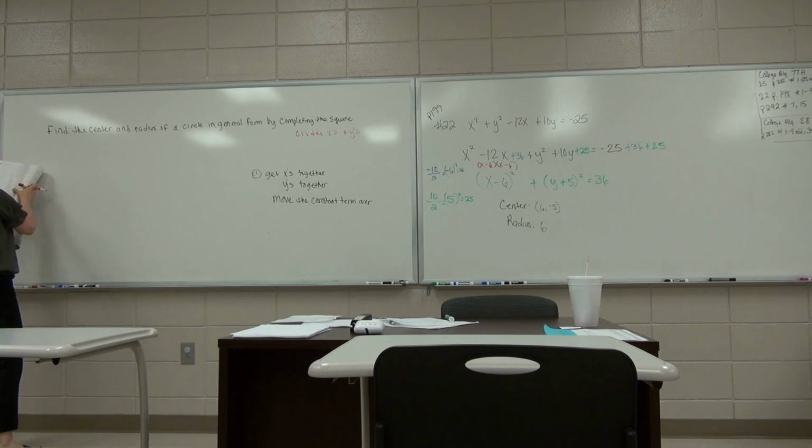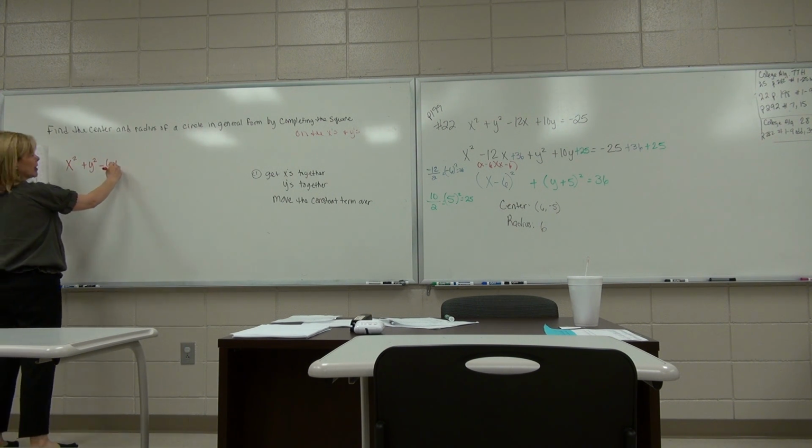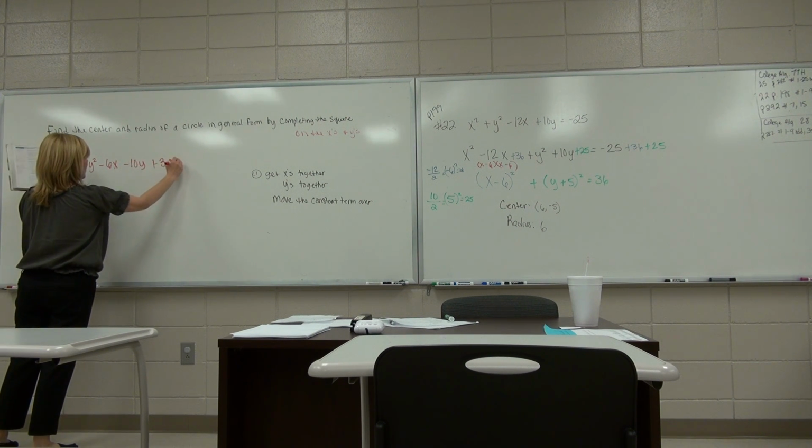Okay, so on this one, you've got x squared plus y squared minus 6x minus 10y plus 30 equals 0.